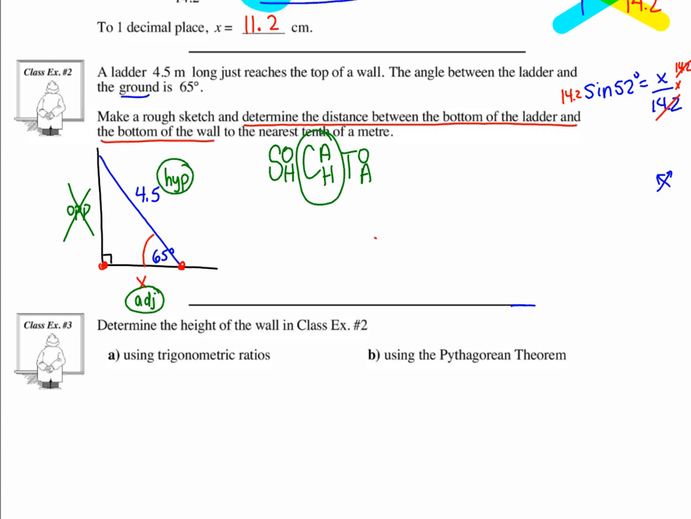So now we're going to set up our formula. What's the formula for cosine? Do you have your formula sheets on you? Does it say cos theta or cos A on your formula sheet? Grab your formula sheets. Take a look.